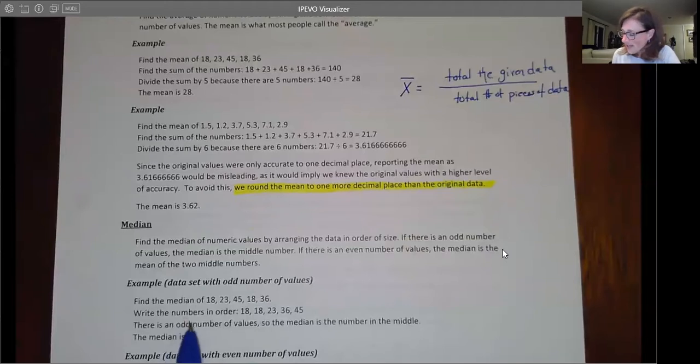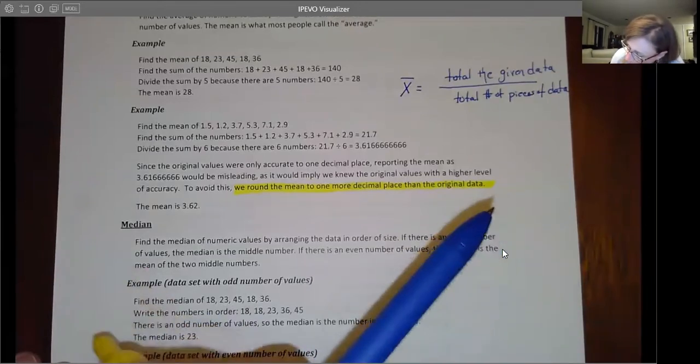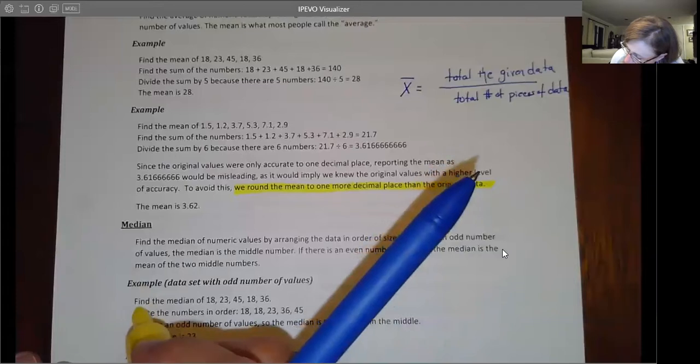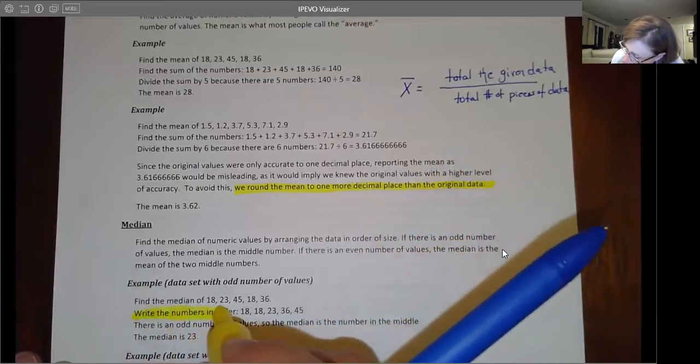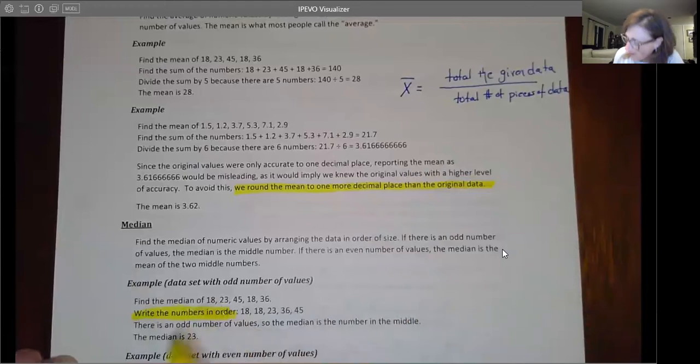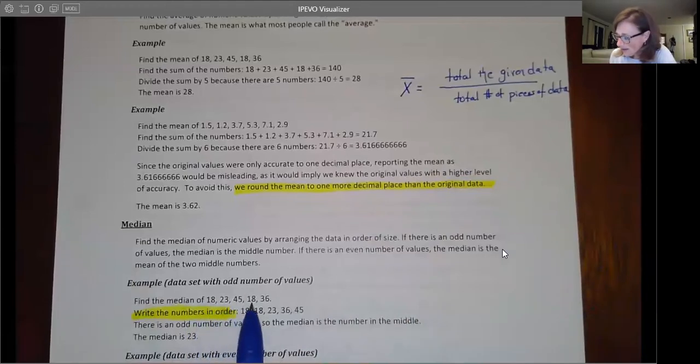So the first thing that you have to do when you find the median of a set of data is put it in order. Okay? So step number 1, I'm going to highlight it. You need to write the numbers in order. That's what they did on this line. They took the 18, 23, 45, 18, and 36 and just rearranged them.